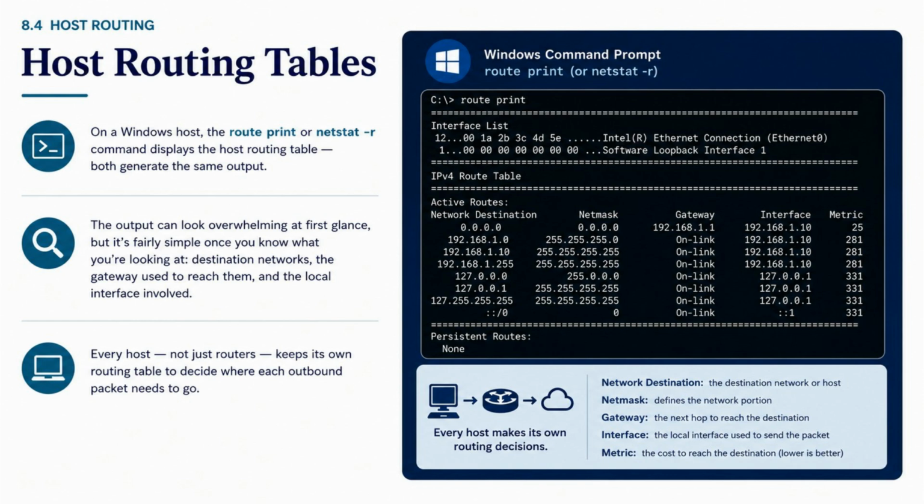On Windows, route print or netstat -r both display the same host routing table: destination networks, the gateway to reach them, and the local interface involved. Worth emphasizing: every host, not just routers, maintains its own routing table to decide where outbound packets go. This is a good moment for a live demo if you have a Windows machine handy.